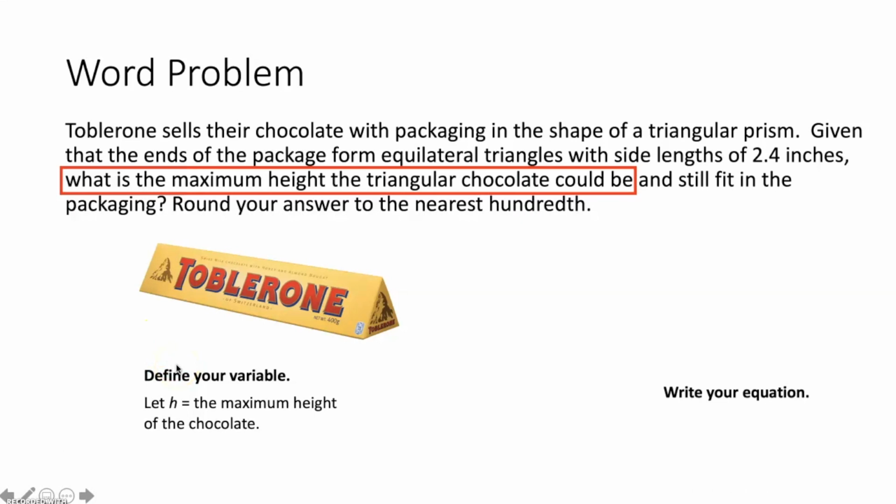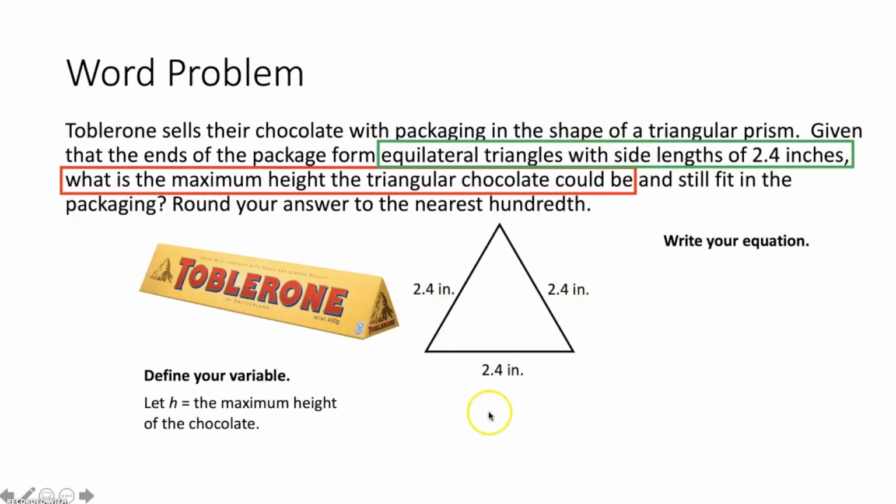Next, we need to write our equation. So the equation that we're going to solve for H, we need to figure out what that is. Well, what else does it give us in the problem? It says that the ends of our packaging are equilateral triangles with side lengths of 2.4 inches. So let's make a quick sketch of what this looks like. We know that the ends of our packaging are equilateral triangles with side lengths of 2.4 inches.